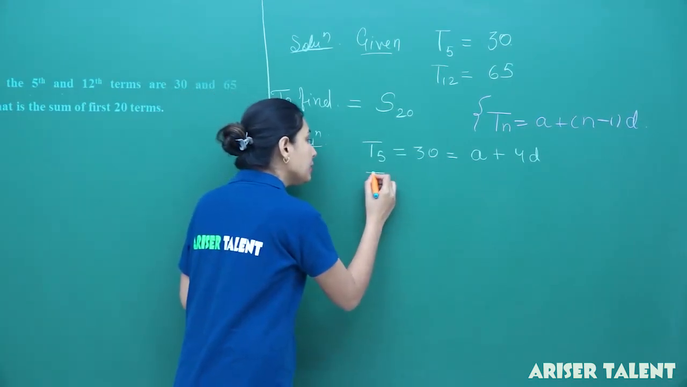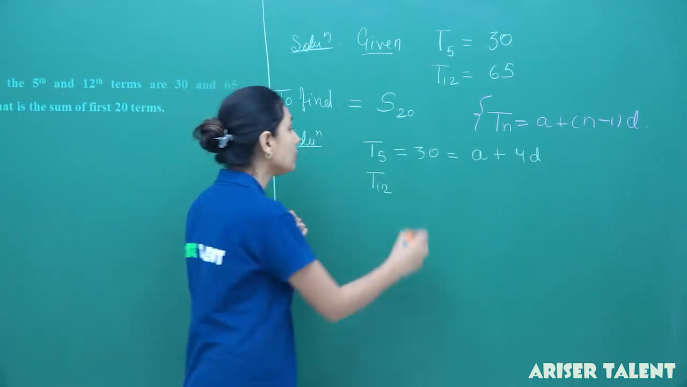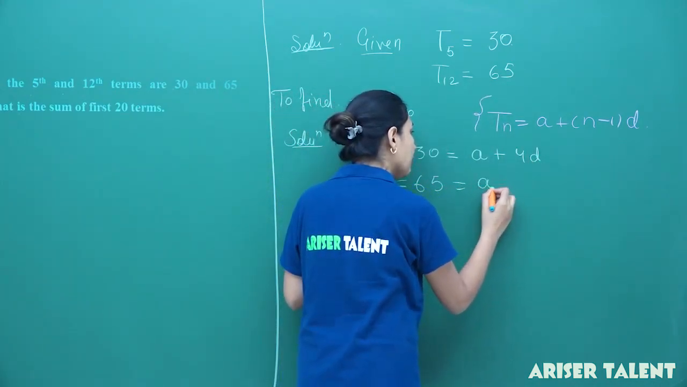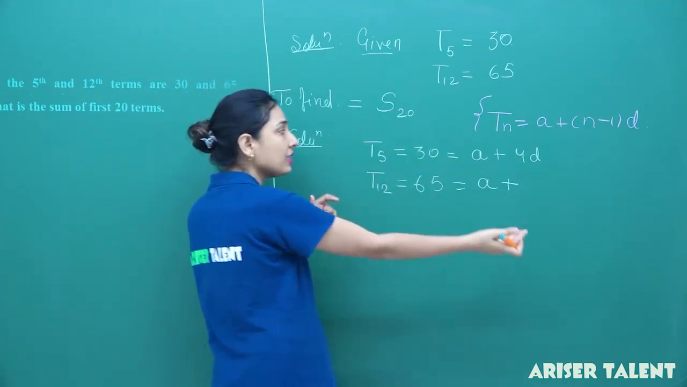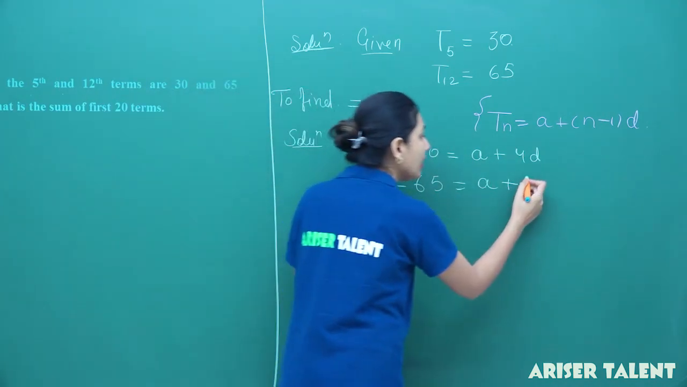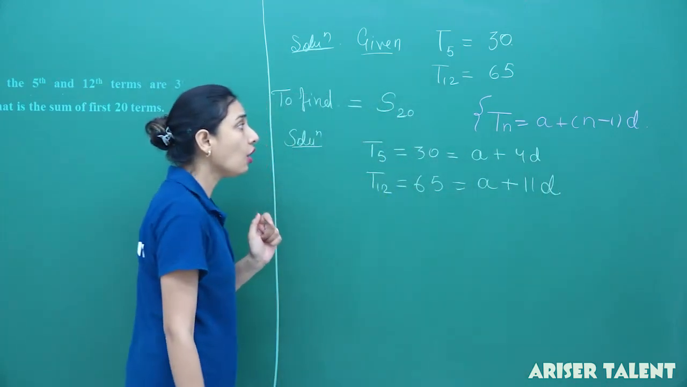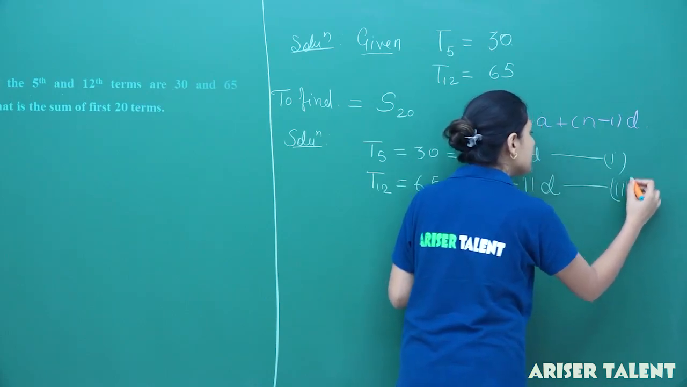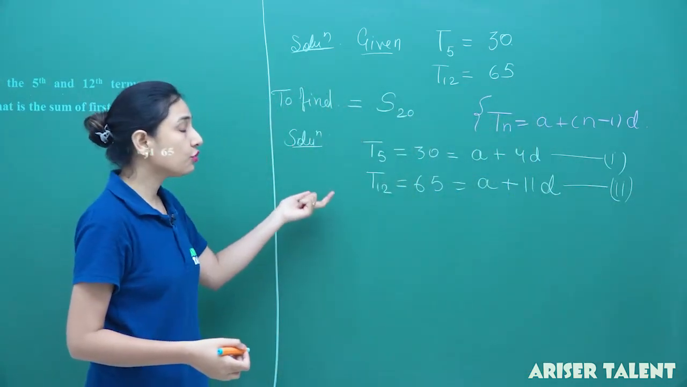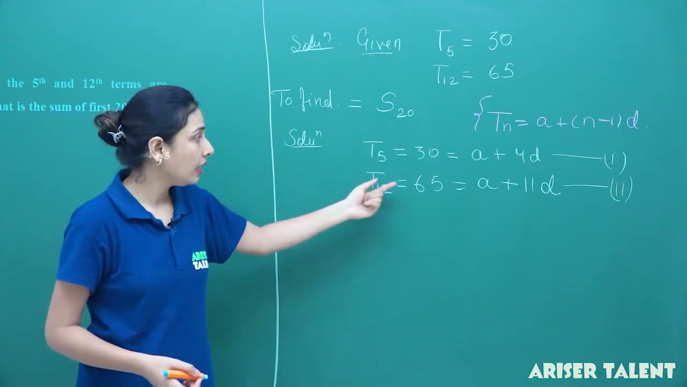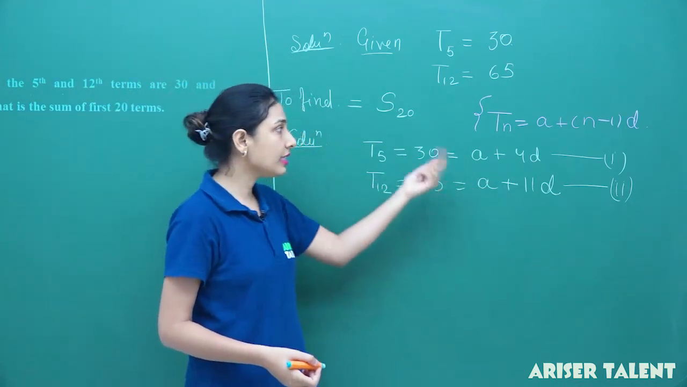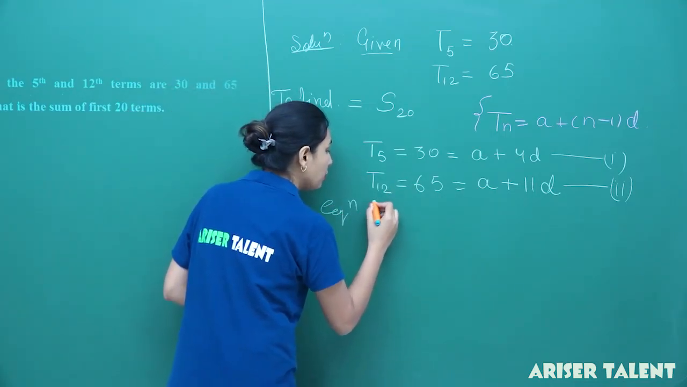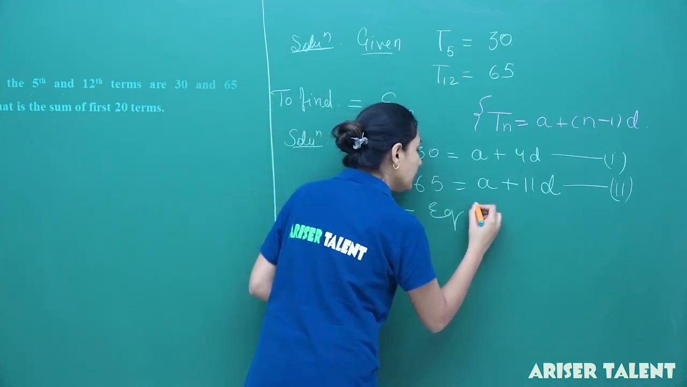Now again T12, which is equal to what? 65 given, and by this formula that will be what? A plus n minus 1D. Now n is 12, so it will be 11D. Now what can I do? I can put this as equation 1 and I can write it as equation 2. And now what we usually do with these two equations to find the unknowns here, we'll just do what? Yes, equation 2 minus equation 1.